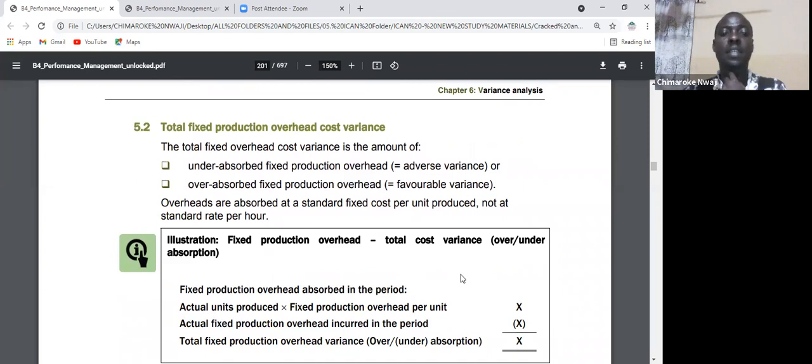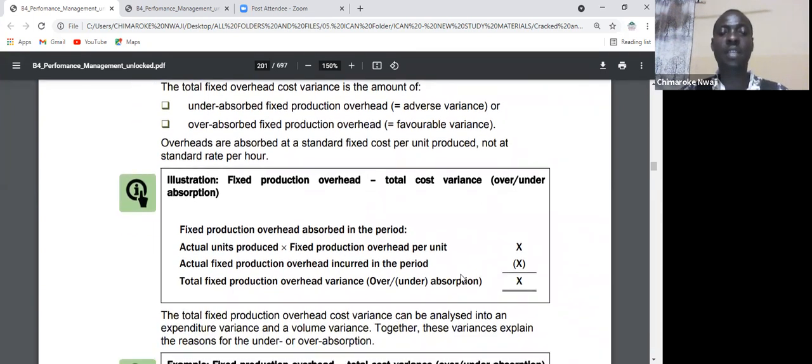So you see here, sorry, I mixed up something here. When you under absorb production overhead, you have an adverse variance. And when you over absorb, you have a favorable variance. So when there is an over absorption, you have favorable variance. That means what you actually spent was more than what you plan to spend. So you have taken more, you have absorbed more, and that's a favorable variance.